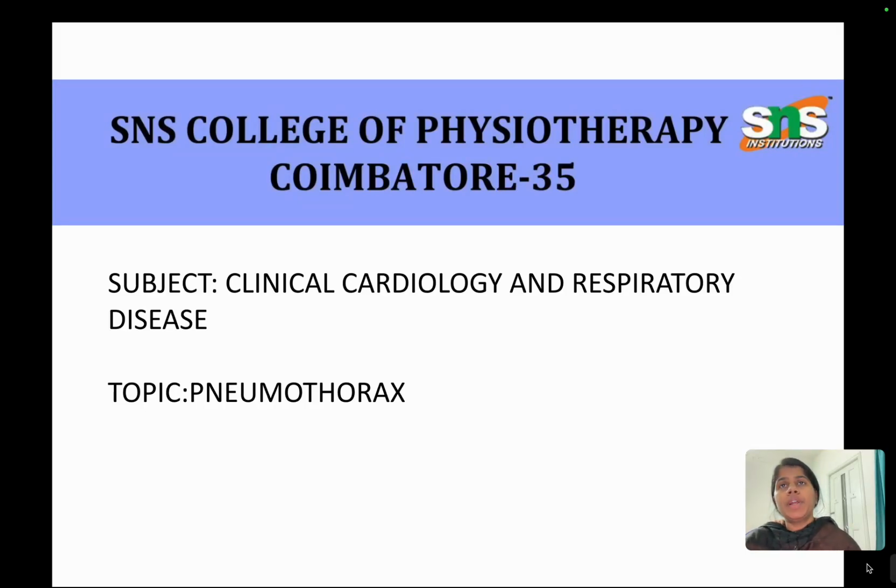Today we are diving into a very important respiratory emergency. It is nothing but pneumothorax. This condition can rapidly cause collapse of a lung and become life-threatening if not recognized early. So let's understand it in a simple, crisp and easy, useful manner.